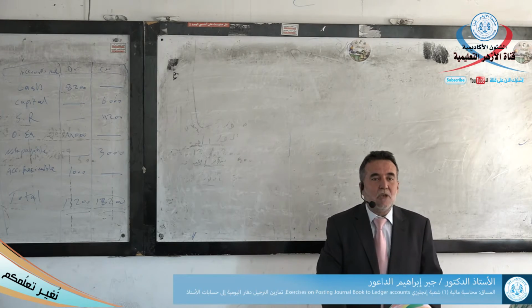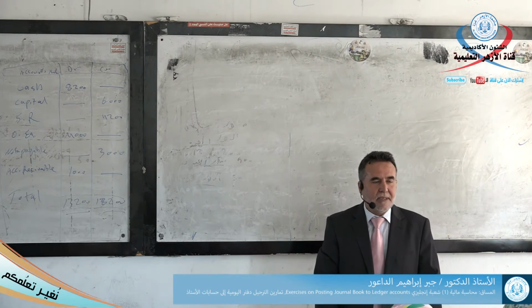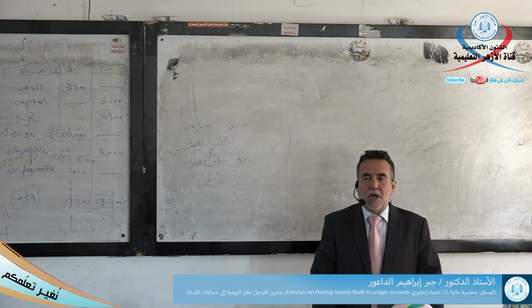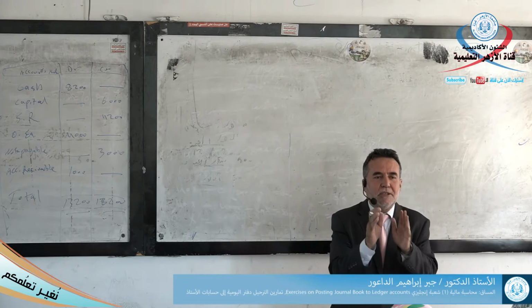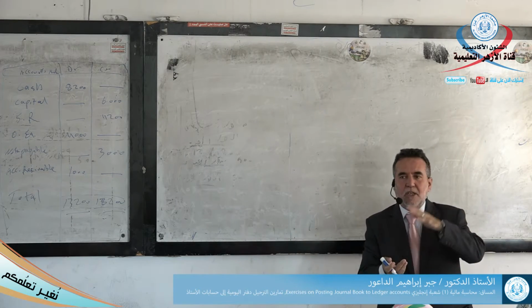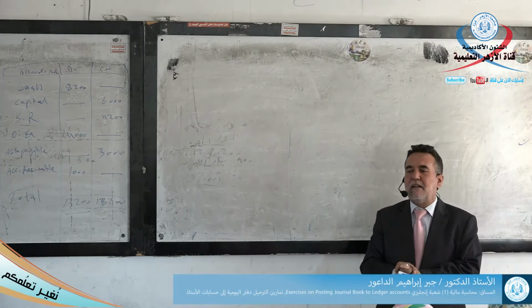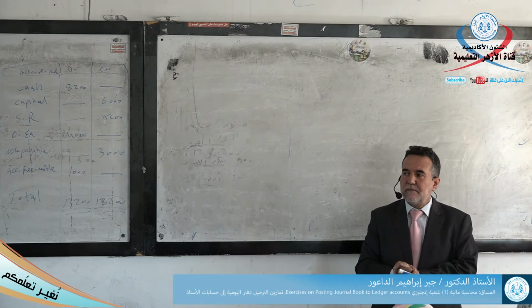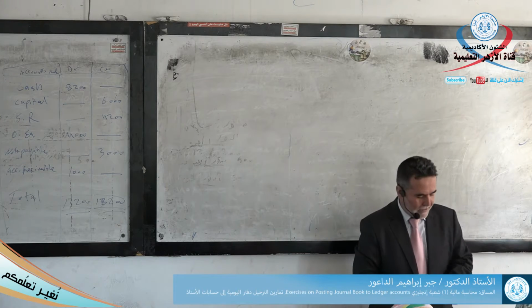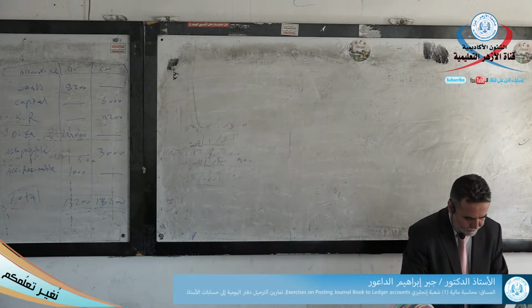طيب أنا بدي أحل سؤال شامل. Comprehensive example. First of all, record in journal book. Second, transfer to ledger account. Third, prepare trial balance. اوكي طيب، نشوف سؤال شامل.